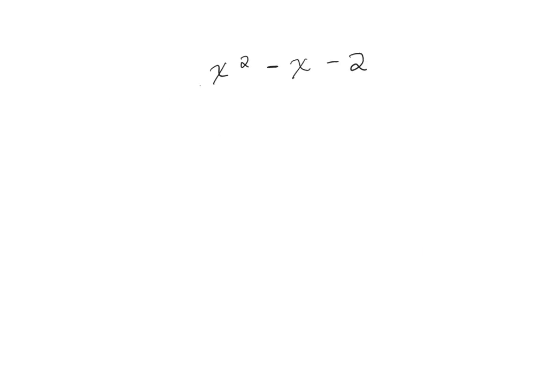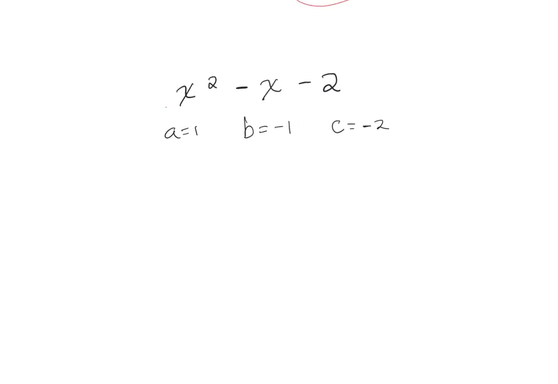Okay, so here we don't have positives, we have negatives. What do we do here? We do the same thing. The first step is the same thing. A is equal to 1, B is equal to -1, and C is equal to -2. Okay, good. Now, because we have a negative, we want to look at the difference of the factors. So B is equal to the difference of the factors. That's right, the difference of the factors.